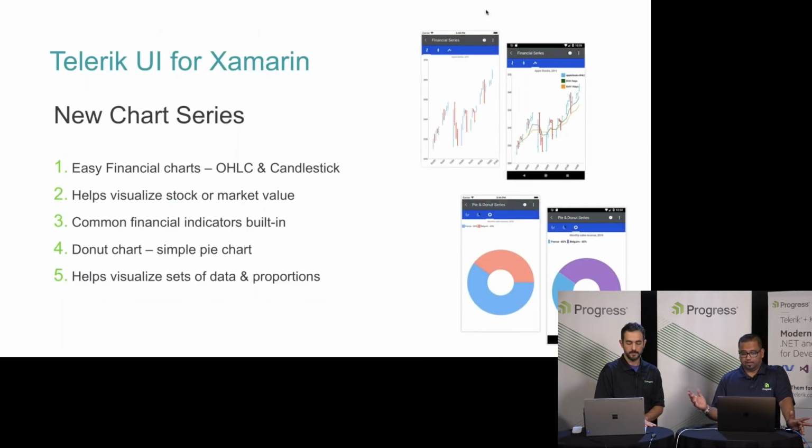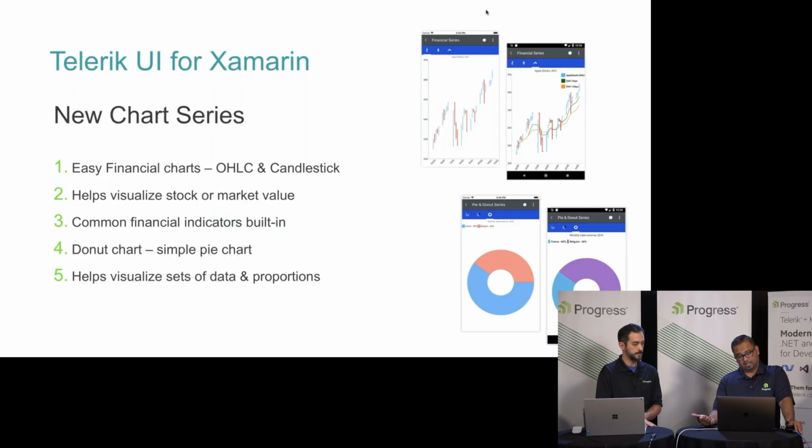Chart series, we are, again, I mean, Telerik is known for building charts and graphs, right? So we have dozens of charts already. We added a few that we thought were missing. Financial charts, OHLC and Candlestick. They have defaults as to how your stocks or how your market values fluctuate, like the min, max, and averages. It has some of the finance calculations kind of built in.